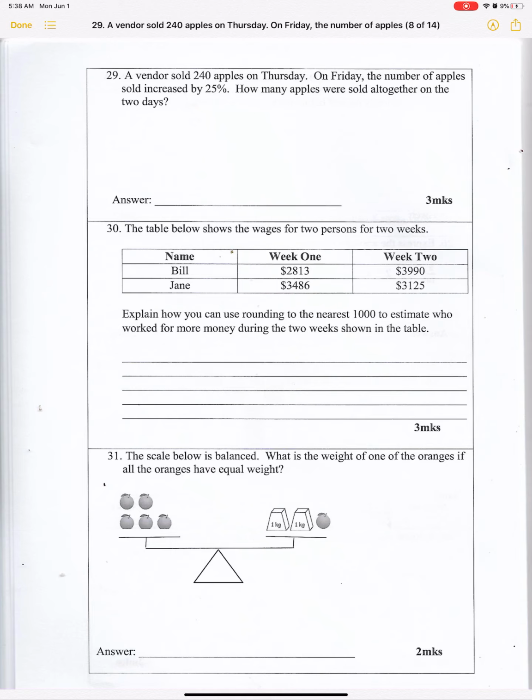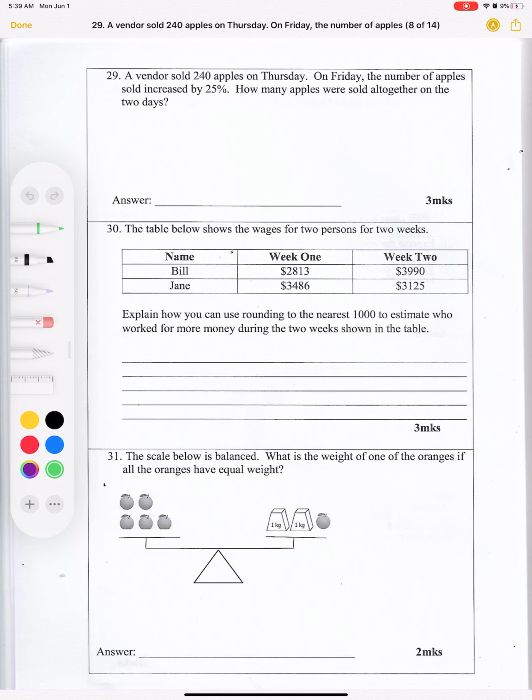A vendor sold 240 apples on Thursday. On Friday, the number of apples sold increased by 25%. How many apples were sold altogether on the 2 days? All right. How many apples were sold on Thursday? Thursday, 240. So let's write that. Thursday, 240. On Friday, the number of apples sold increased by 25%.